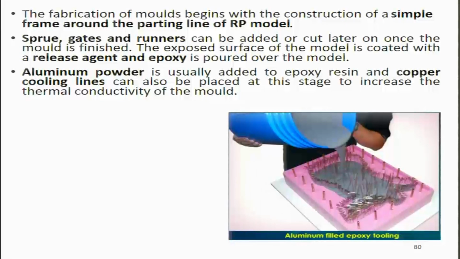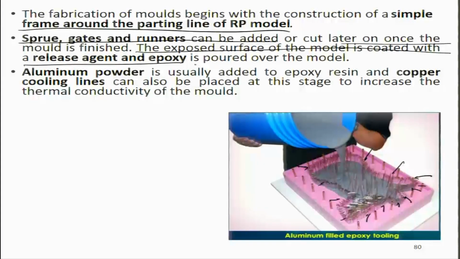The fabrication of molds begins with the construction of a simple frame around the parting line of an RP model. So there is a frame which has been made here, you can see around the parting line, and there are exactly two halves, the upper half and the lower half, about this parting line, and you have sprue gates and runners which can be added or cut later once the mold is finished. The exposed surface of the model is coated with a release agent, and epoxy is poured over the model. This is the RP based mold which is used to carry the epoxy.